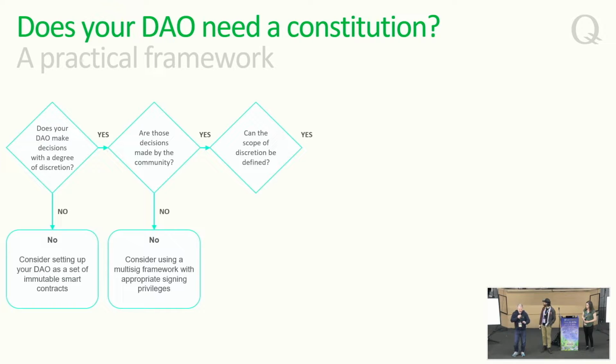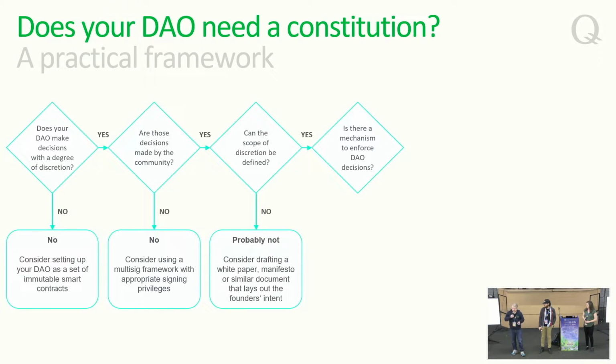Thirdly, and I'm going to keep it short because Kyle is going to talk about that in more detail, the question is, can the scope of discretion of those decisions be defined? If the answer is no, that kind of makes it difficult. And we'll go into details of why that is so. But if the answer is yes, then you move on to the next question, which I think is kind of tricky and one that many DAOs tend to get wrong or not think about sufficiently, which is: is there a mechanism to enforce DAO decisions?